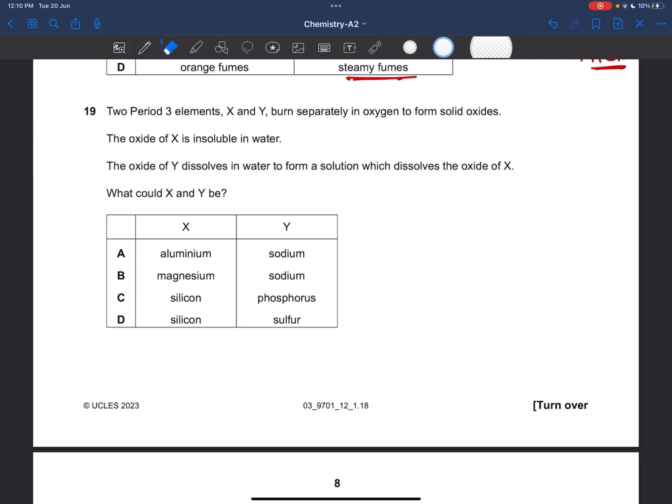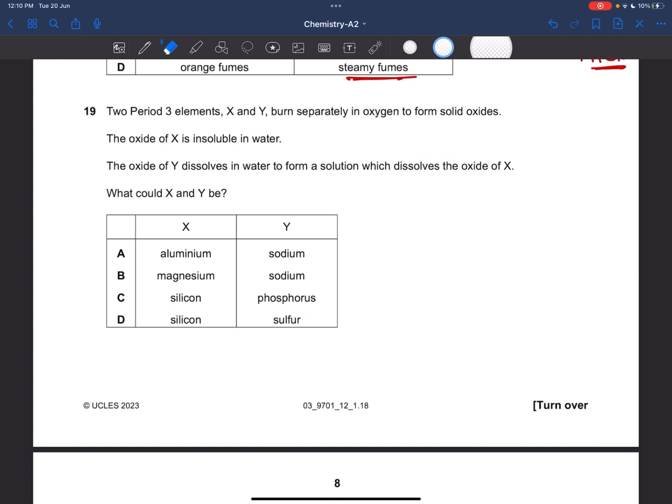Okay, so question number 19. We have two period 3 elements X and Y that burn separately in oxygen to form solid oxides. The oxide of X is insoluble in water, and the oxide of Y dissolves in water to form a solution which dissolves the oxide of X. So that means that the oxide of Y, which will dissolve in water, will be more reactive than this oxide of X. So what could X and Y be?